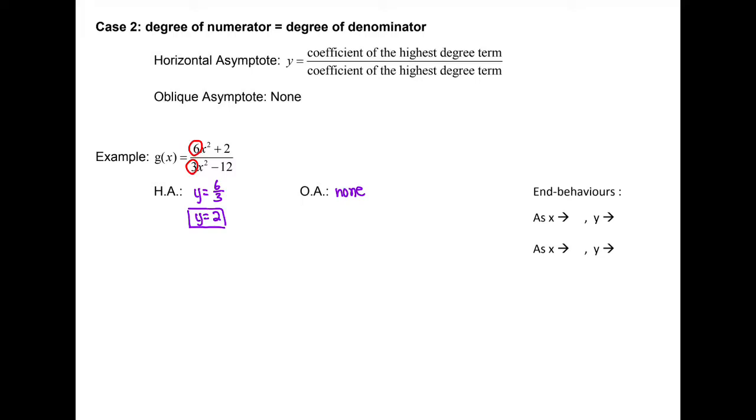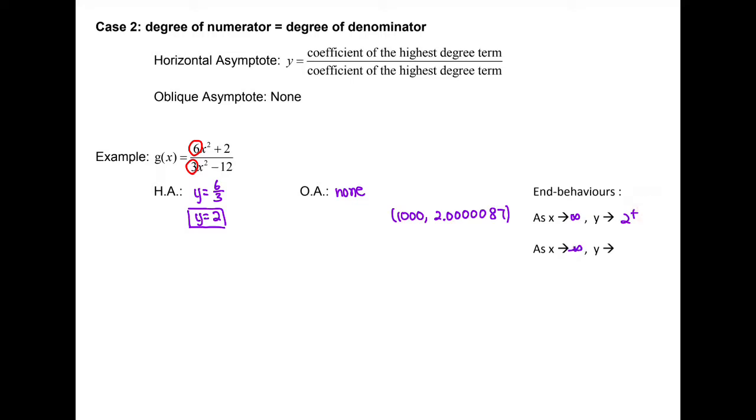Let's check the end behaviors. On the right end, x is approaching positive infinity. Once again, we use 1,000 as the x value, substituting into the function to find the y value. As you can see, this y value is very, very close to 2, but a little bit higher than 2. So we say y is approaching 2 from above with a positive sign.